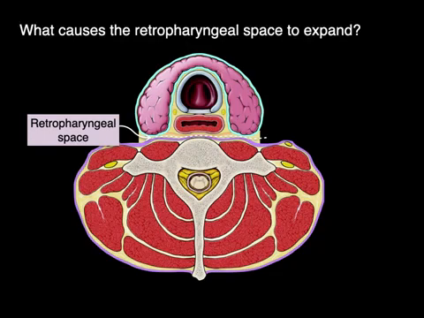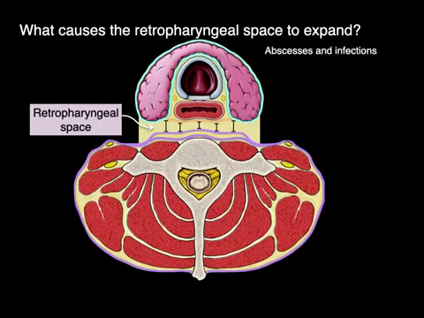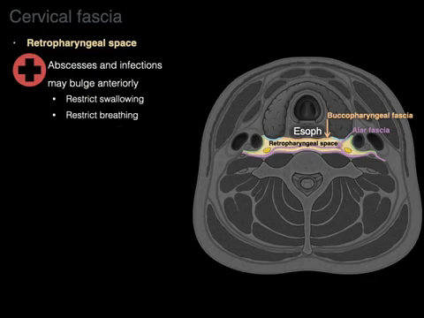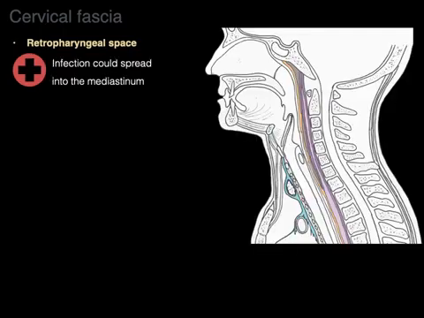Now, what causes the retropharyngeal space to expand? Well, that is where the abscesses and infections come into play, okay? And so abscesses and infections may bulge anteriorly, and then they can restrict swallowing and breathing. And the reason why is that the esophagus is directly in front of the retropharyngeal space. That would restrict swallowing because the pharynx is just above it. And then really bad would push on the trachea and the airways and restrict breathing. And so the retropharyngeal space can also have infections that spread into the mediastinum.